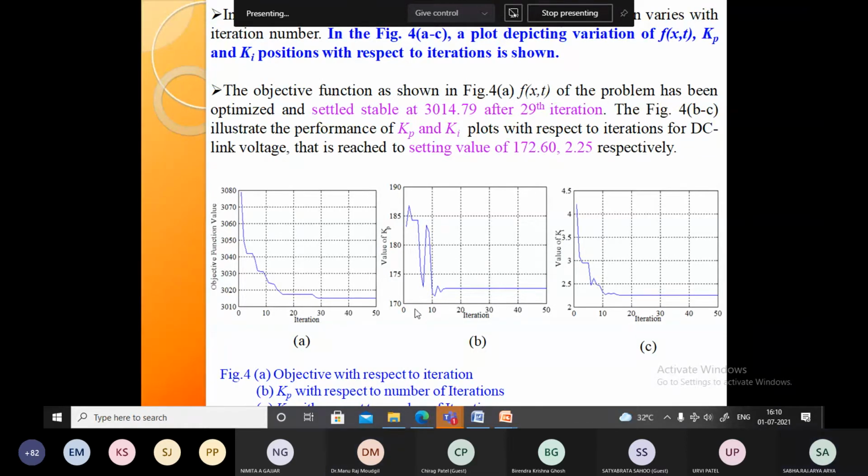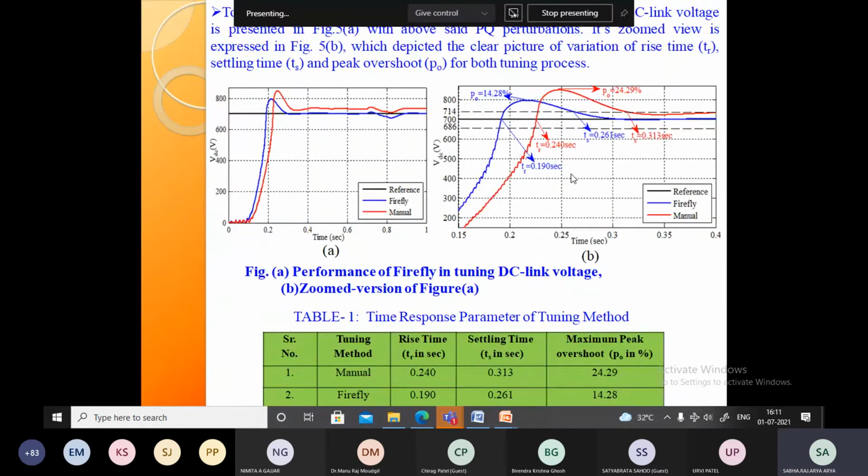Whatever objective function we have taken, based on that we can see the cost value. Following minimization, the objective function value should be minimum. You can consider the values of KP and KI when you observe a somewhat stable value of the cost function, and KP, KI are also somewhat stable. Based on that, we have seen KP equal to 172 and KI equal to 2.25. After that, we can see the response of the DC bus, how the DC bus is going to behave. With manual tuning you can see rise time, fall time, and maximum overshoot.